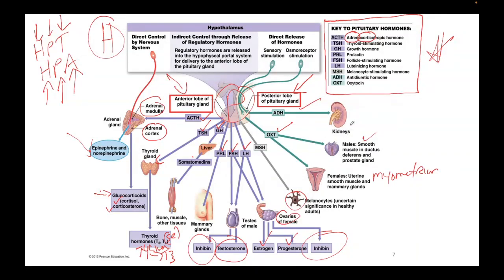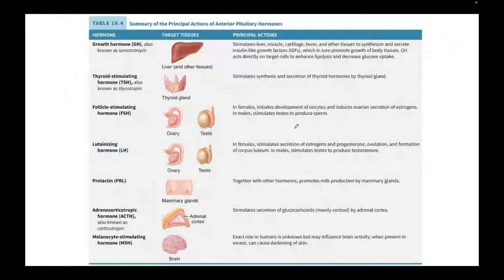And ADH, antidiuretic hormone, is going to allow you to hold on to water, antidiuresis. So on this slide, it's going to show the hormones and then the principal actions that we have next to it.